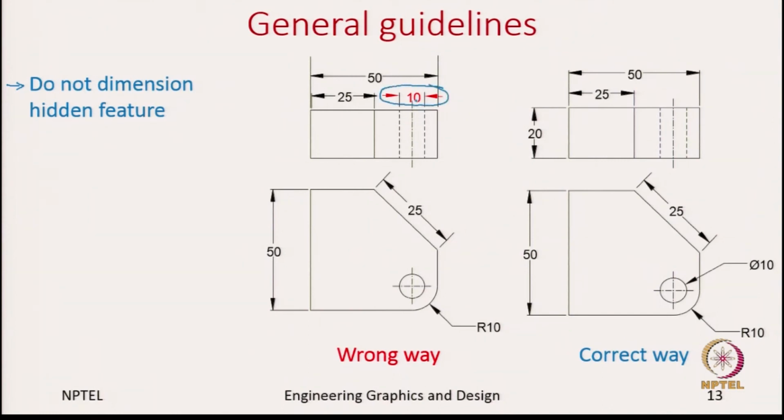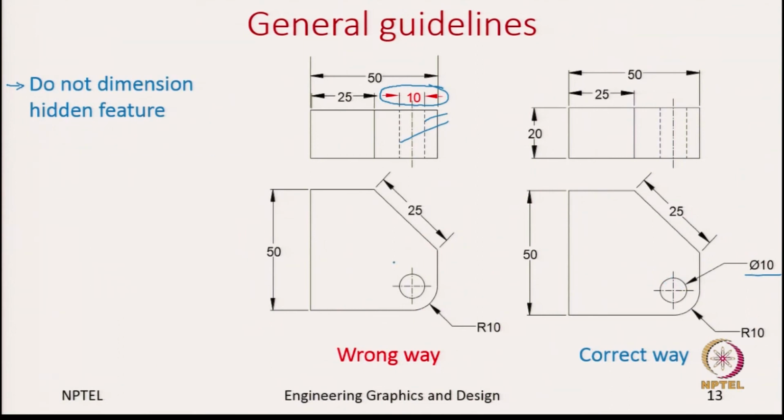So, for example, this 10, right, the extension lines are going from these hidden lines 1 and 2. So, we need to avoid that, but how do we mention that it is 10? We can mention that by looking into the front view instead of the top view, and in the front view we say that the diameter of this circle is 10.